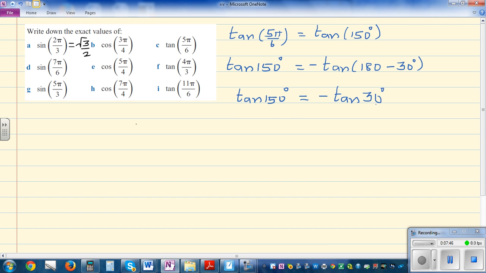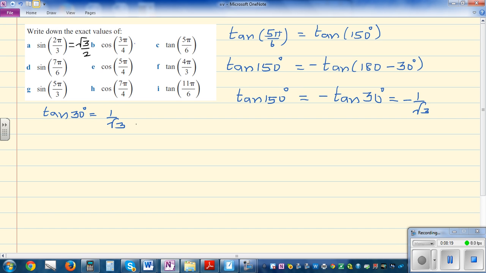because using symmetry, tan 30 is in the first quadrant having 30 degrees, and 150 is 30 degrees in the second quadrant. And you know tan 30 is 1 over root 3. So the answer should be minus 1 over root 3.